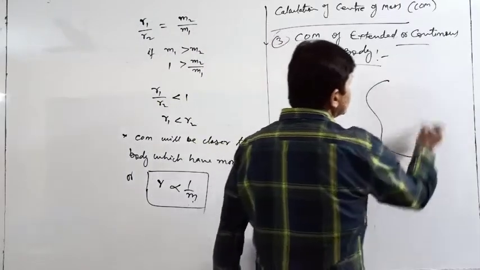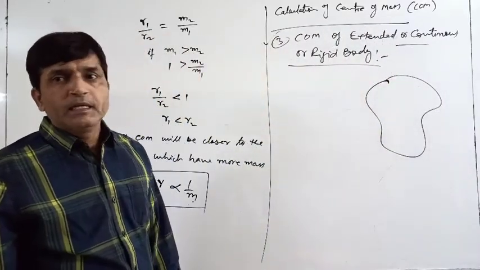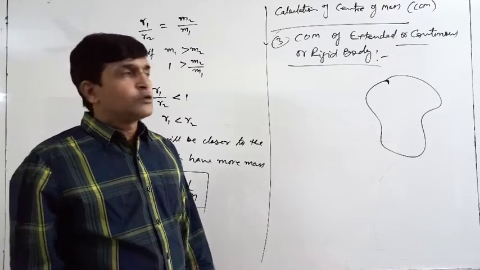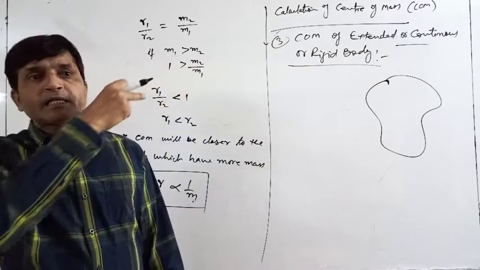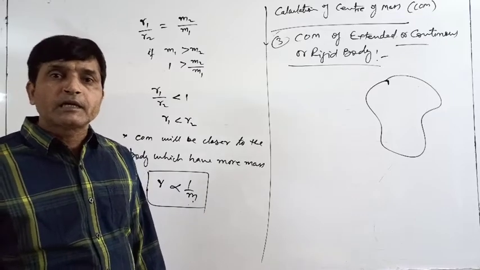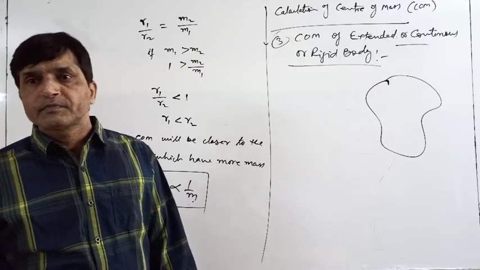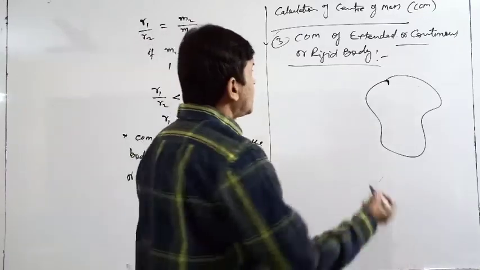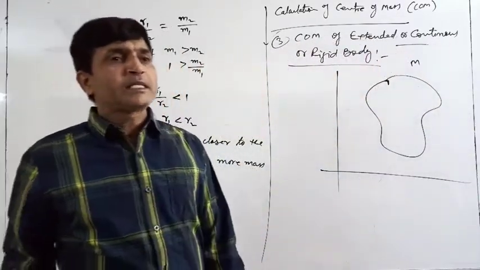So this is in your random shaped body. In this body, how many particles? Infinite particles are there. So it is just like a system of n particles. So all rigid body or extended body or continuous body can be assumed as a system of n particles or infinite particles. How to calculate? The total mass of this is M.